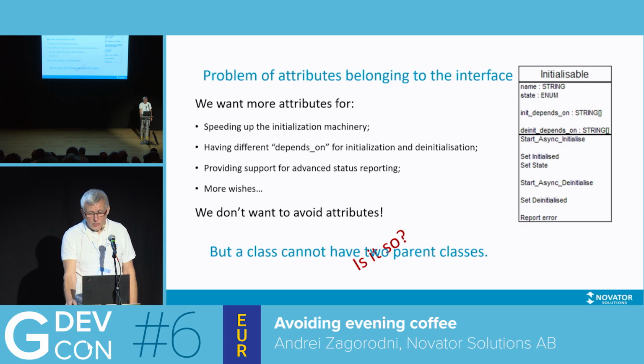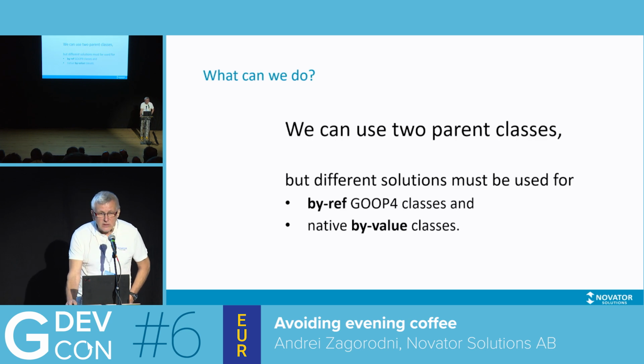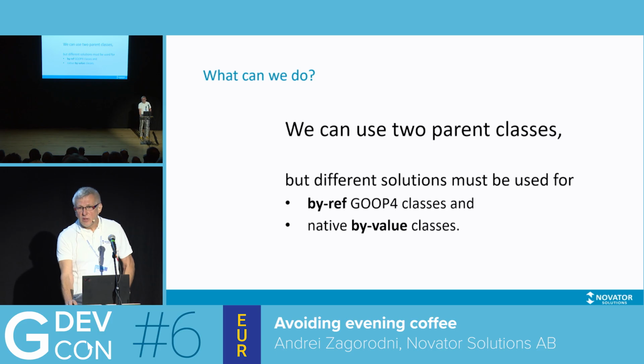Is it so? No. We can have two or more superclasses. We can have as many superclasses and as complicated a superclass structure as we want. But solutions are a little bit different. The basic principle is the same, but a little bit different for G# classes and for native classes.